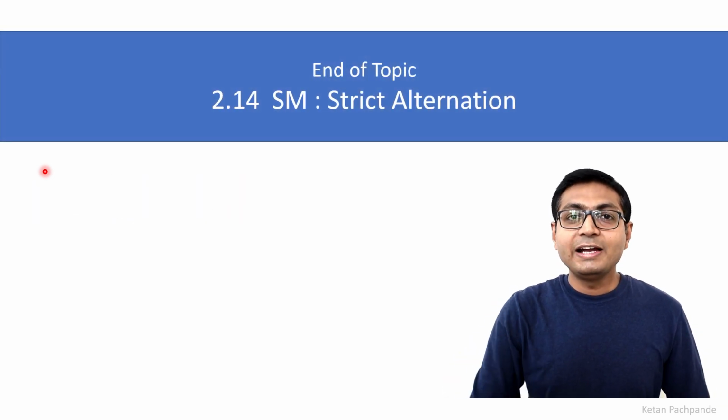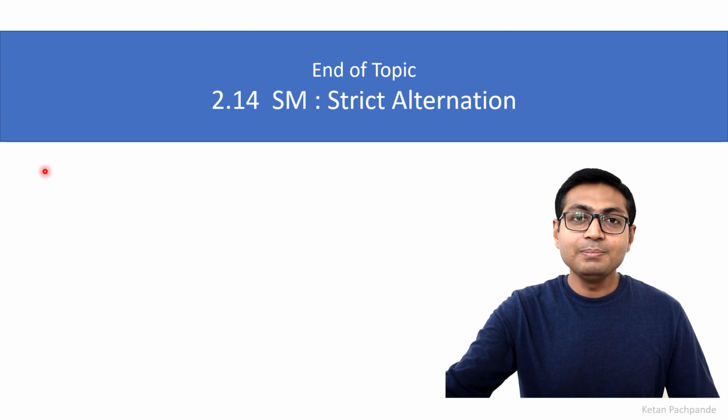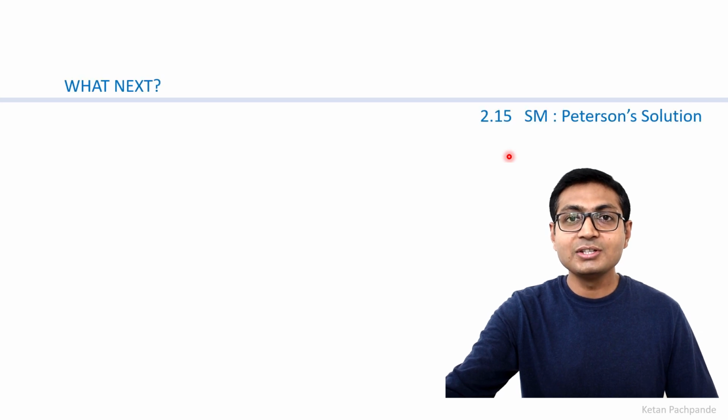And that's how we reach the end of this topic, the strict alternation mechanism. In the next session, I am going to discuss the third and important mechanism, which is Peterson's solution.